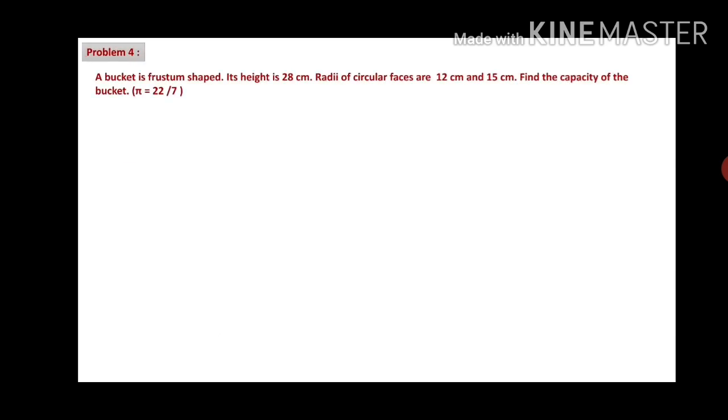A bucket is frustum shaped. Its height is 28 centimeter. Radius of the circular faces are 12 centimeter and 15 centimeter. Find the capacity of the bucket. Pi is equal to 22 upon 7.